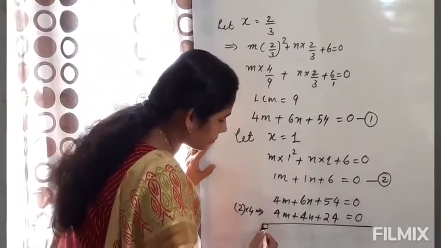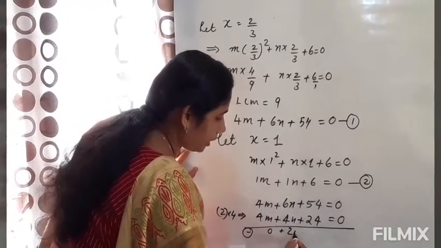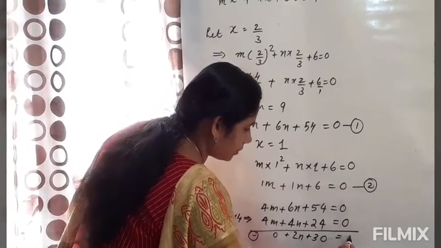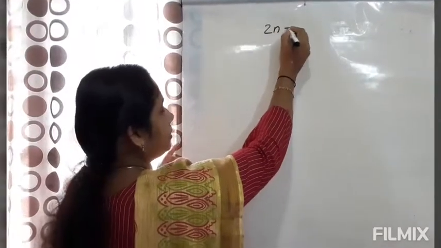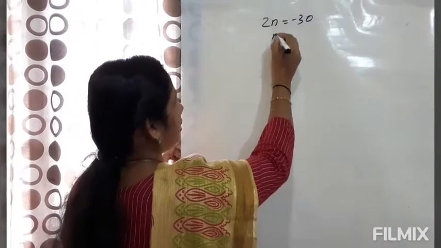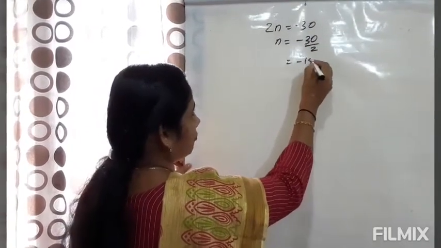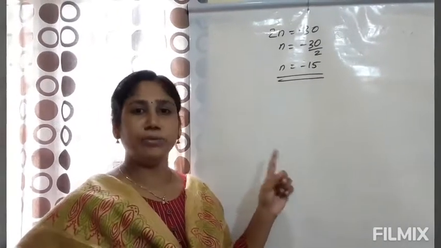What is 4m minus 4m? 0. 6n minus 4n? 2n. 54 minus 24? 30 equal to 0. N equal to minus 30 by 2. That is minus 15. So we got the value of one unknown. That is n equal to minus 15.